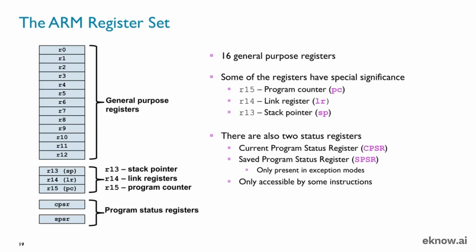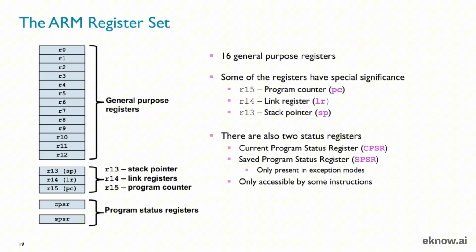Next is R14, the link register, or LR. This register is essential for calling functions or subroutines. When you make a function call, the processor needs to know where to return to when the function is finished. The link register is where this return address is automatically stored. It's like leaving a bookmark in a book when you go to look something up in the index.